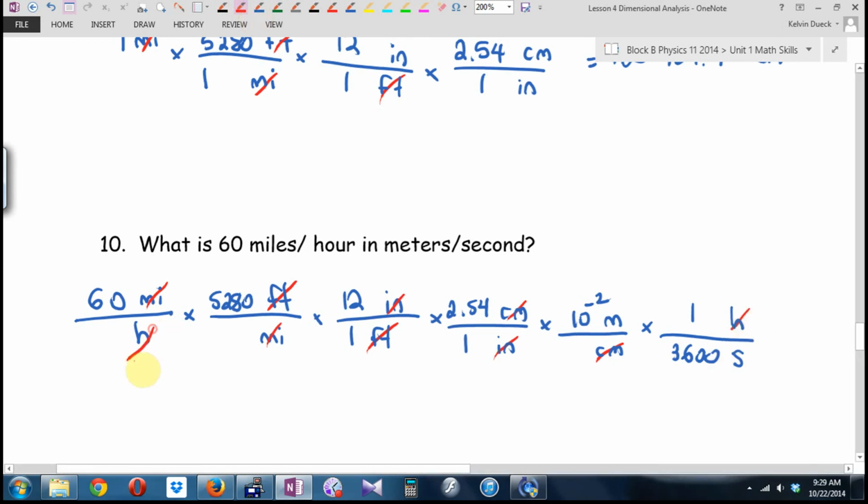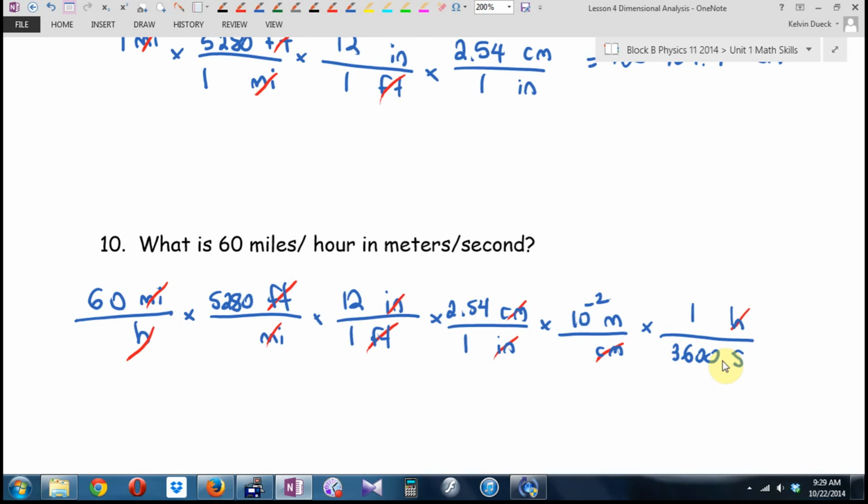Hours cancels. Now look very carefully at what units are left. What are the only units left on the top? Right there. Meters. What are the only units left on the bottom? Seconds. This is meters per second. Apparently if I go 60 times 5,280 times 12 times 2.54 times 10 to the negative 2 divided by 3,600.